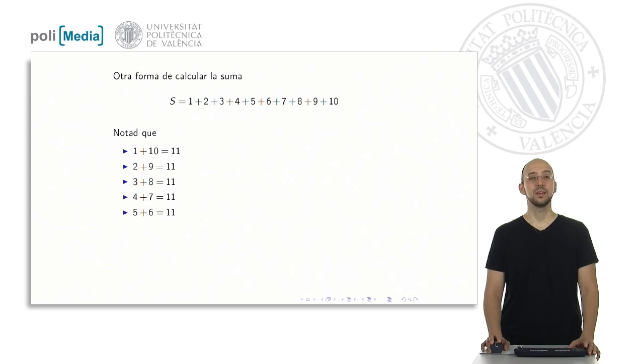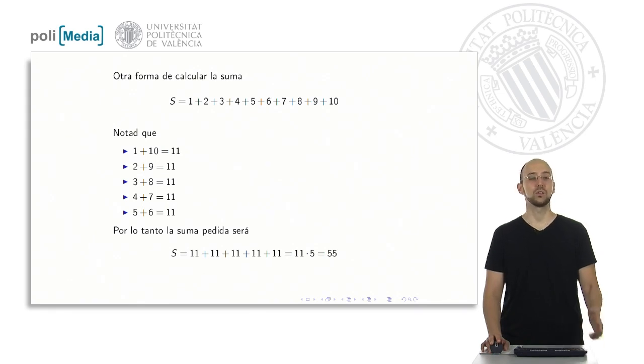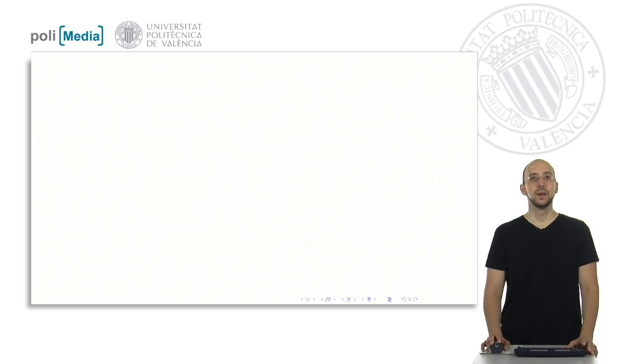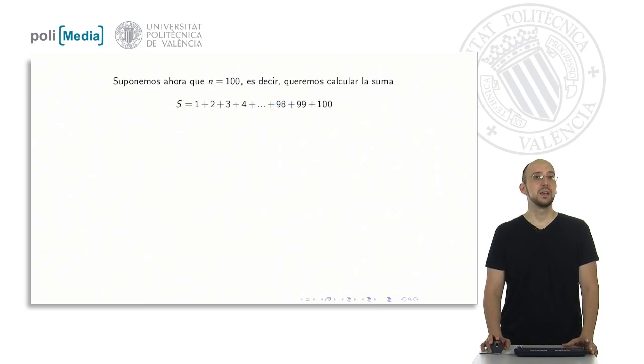Now it would only be a matter of adding up these new results. The sum would be 11 plus 11 plus 11 plus 11 plus 11, 5 times. 11 multiplied by 5 gives us 55. The trick here has been to add the numbers in such a way that the sum is easy, and then add up the results. Now, what happens if n is equal to 100?